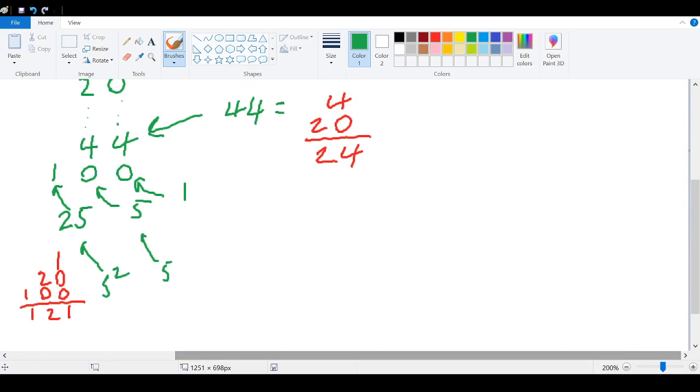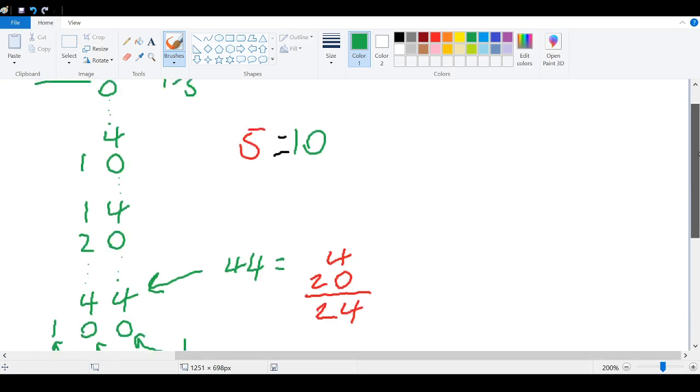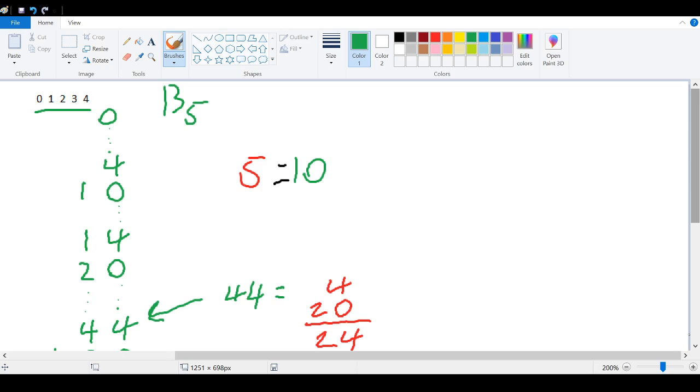And so one question you might have is, can we convert from base 5 to base 10 or the other way around? And the answer is yes. All right, let's go from base 10 to base 5. Let's say we want to convert the number 121 in base 10. What is that equal to in base 5?